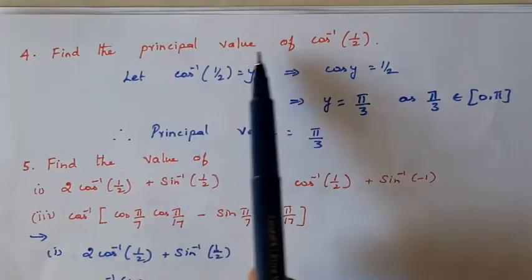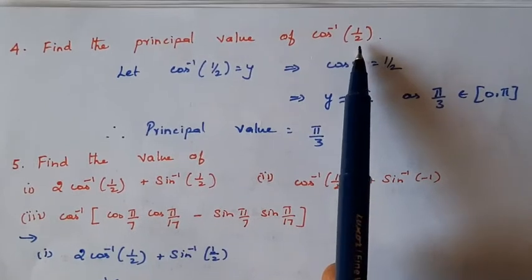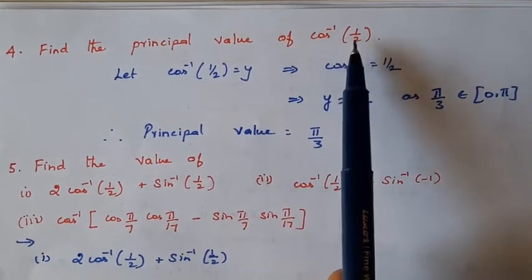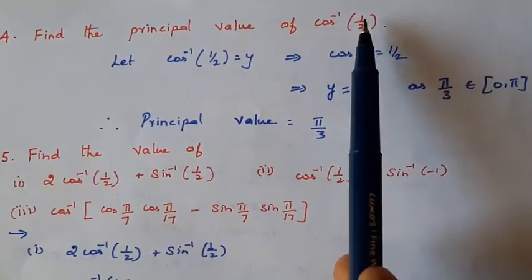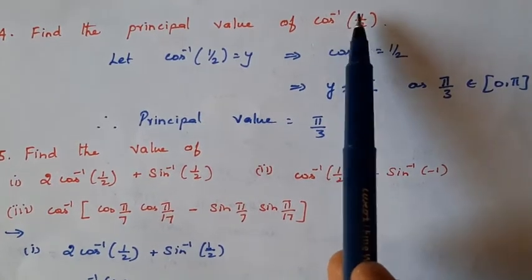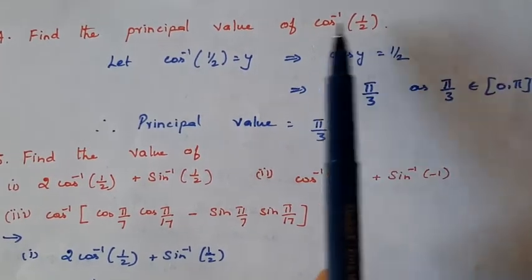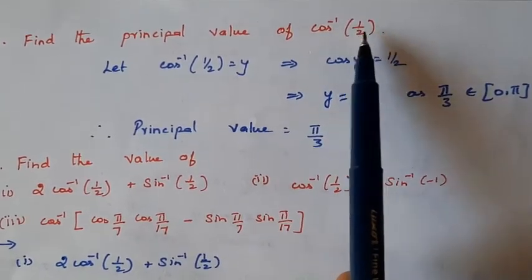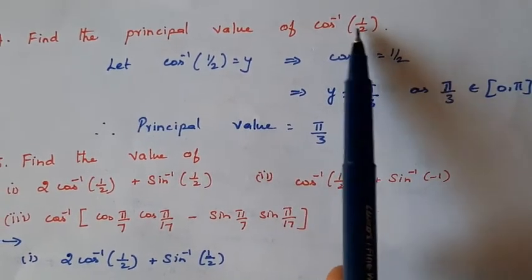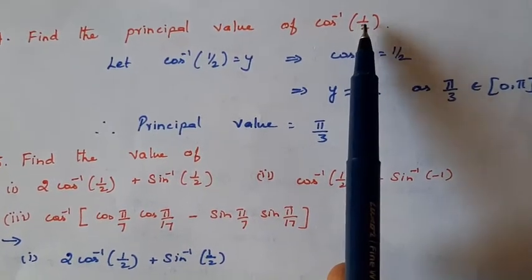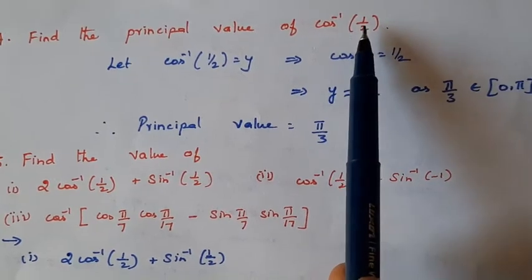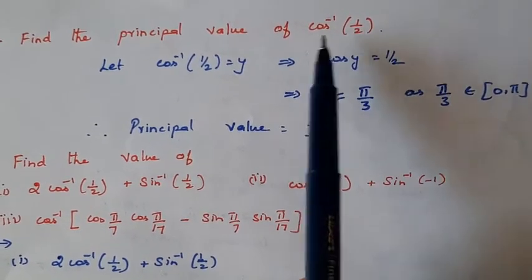Fourth one, find the principal value of cos inverse of 1 by 2. You have to find the angle in the first or second quadrant, that is in the restricted domain 0 to pi, whose cos value is 1 by 2. As it is a positive quantity, clearly the angle in the first quadrant will have cos value 1 by 2. So that would be the principal value.